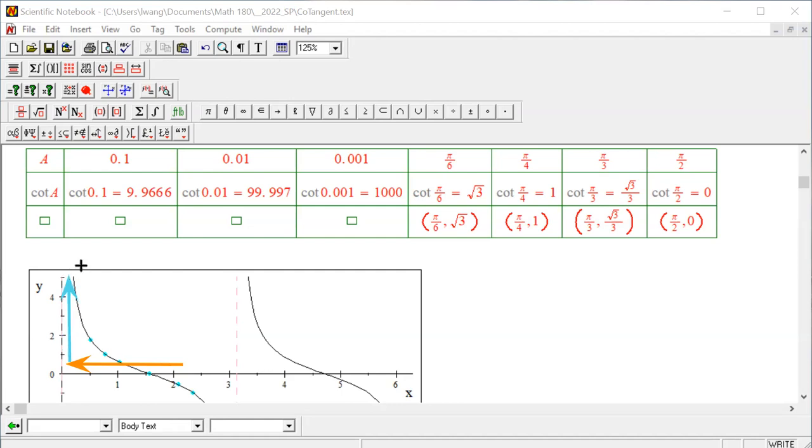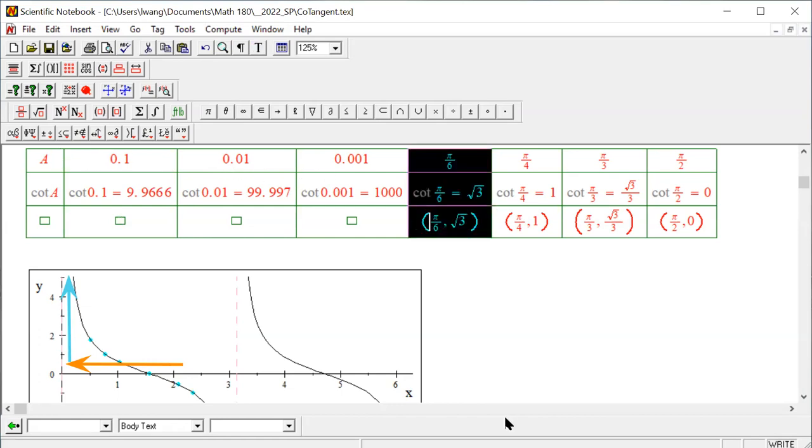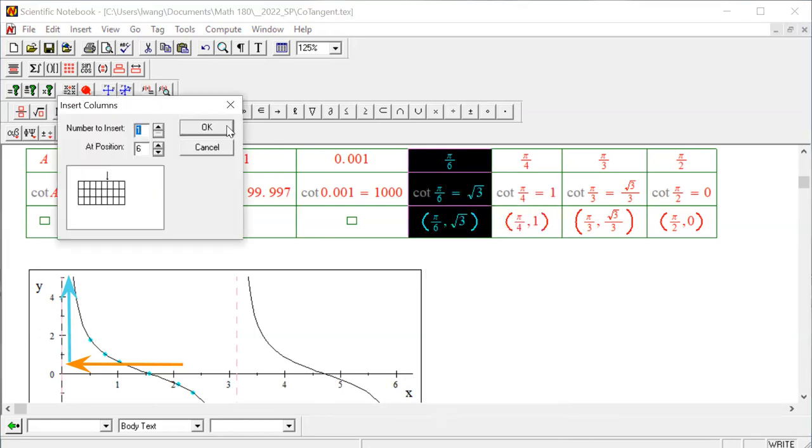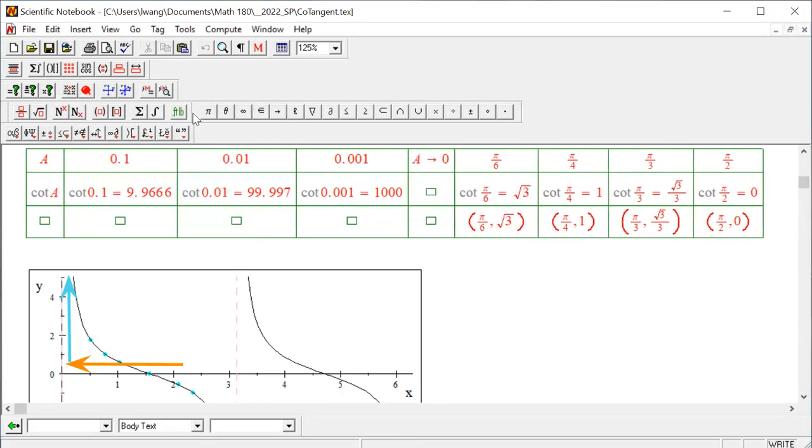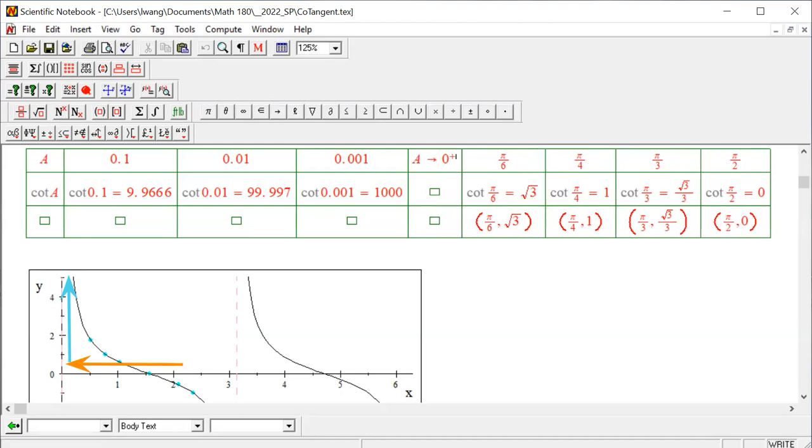So now we can conclude, it's undefined at 0, but as the angle approaches, I'm going to insert a row to express that phenomenon. As the angle approaches 0 from larger than 0, this is from larger than 0, cotangent of that angle is going to approach positive infinity.